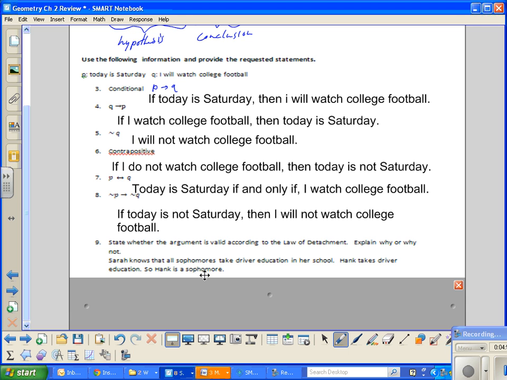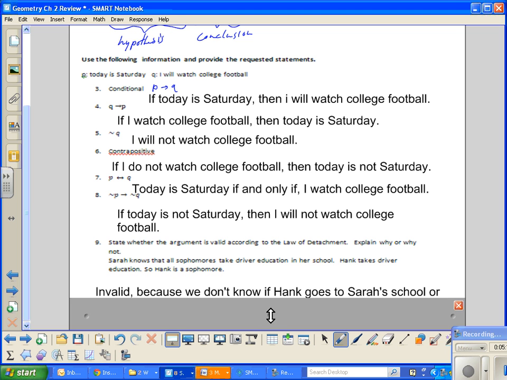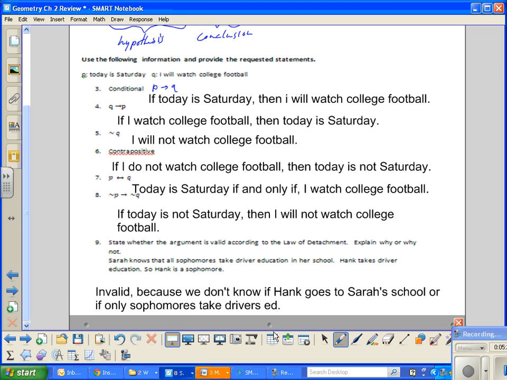Well, this would be an invalid statement because just the fact that Hank takes driver's education does not mean that he has to be a sophomore. The statement does not tell us that only sophomores take driver's ed. And really and truly, it doesn't even tell us if Hank goes to Sarah's school. So we can say it's invalid because we don't know if Hank goes to Sarah's school or if only sophomores take driver's ed. You might be able to come up with some other reasons why that would not be valid.